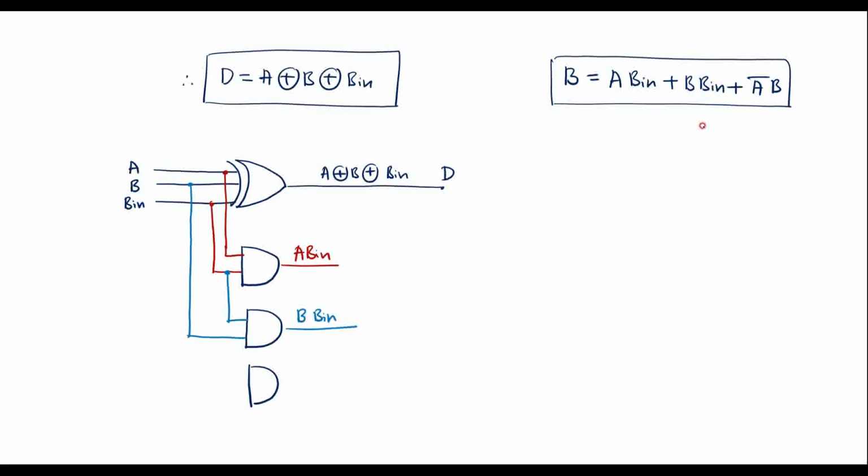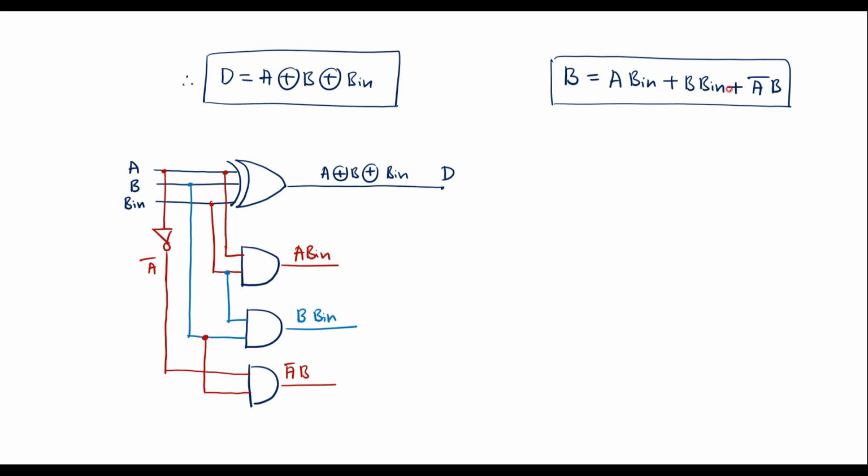So the inputs are A bar and B. That is, we have A here. Let me pass A through one inverter. The output of this is A bar. So A bar is connected here into B. This is B. The output of this is A bar B.